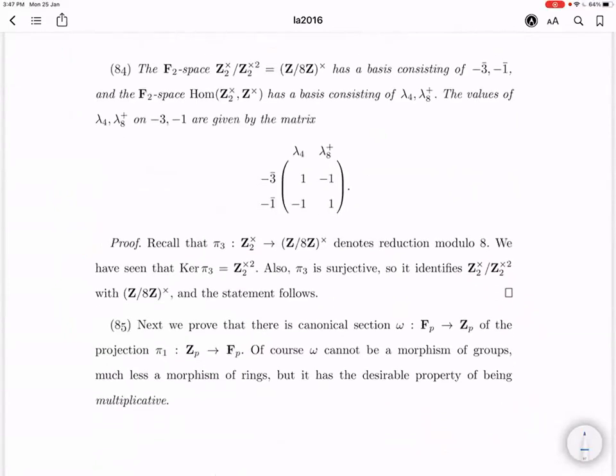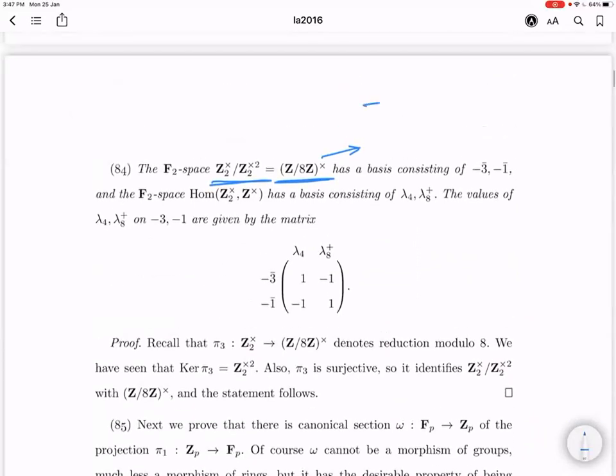So now you see this space here, Z2 star modulo Z2 star squares can be identified with Z mod 8Z star. Why? That's because Z2 star squares is actually equal to 1 plus 8Z2. This was also called U3 in some earlier, right?